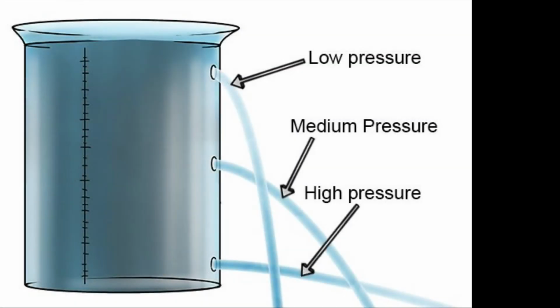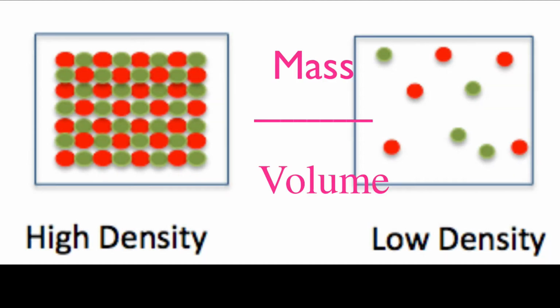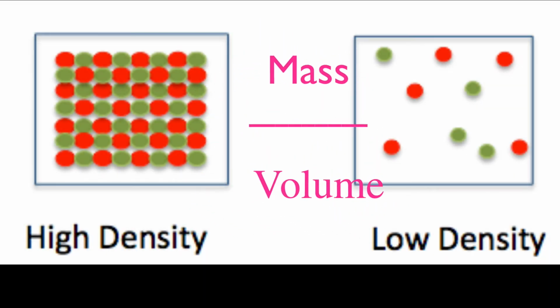The next thing we're going to be talking about is water pressure. This picture right here is a really good example of water pressure. So it's basically about density. Density is mass over volume.